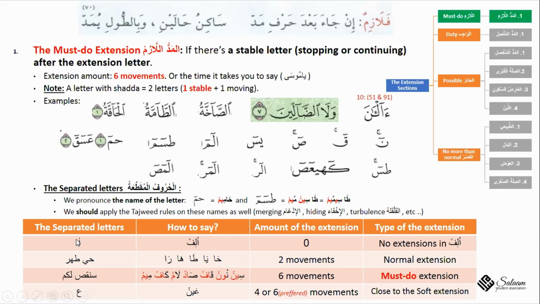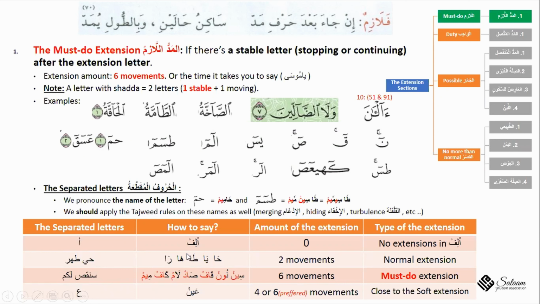We can divide them into four categories. The first one has the letter Alif. The second one has the letters of the word Hayyun Tahir. The third one, the letters of the word Sanaqussu Lakum. And the fourth one is the letter Ain. Here we have one, here we have five, here we have seven, and then we have one. So these are the 14 letters divided into four sections. You don't need to memorize this; you only need to memorize the explanation. So once you are pronouncing one of these, you can know if you do extension or not.